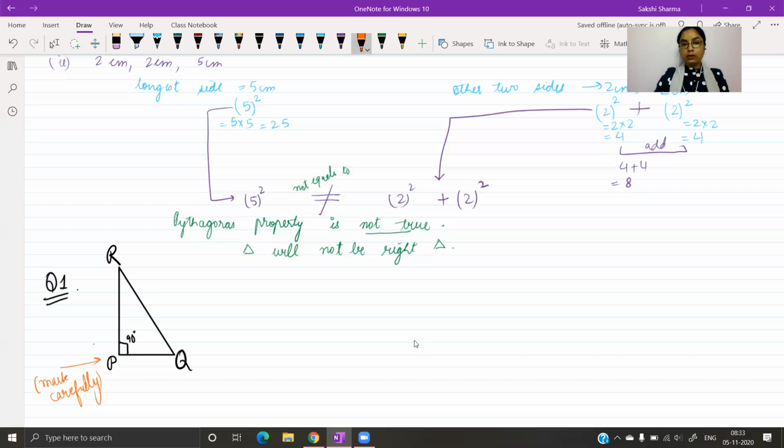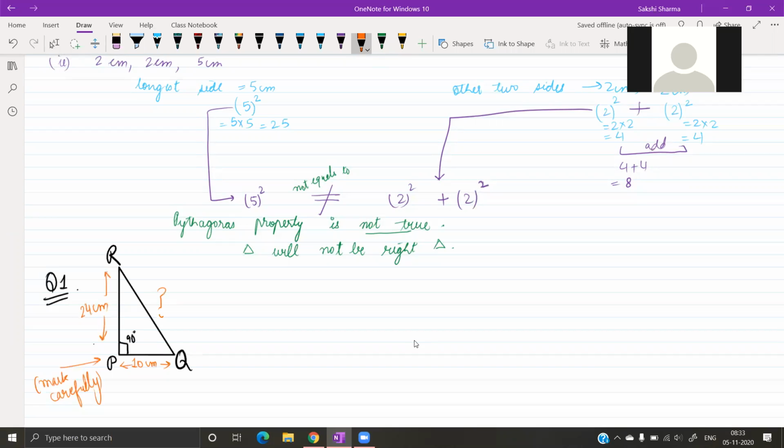Now we will write down what else is given. One thing we were told is that the 90 degree angle is formed at point P. What else is given in the question? Read your statement and tell me what else is given. PQ is 10 centimeters. Okay, this side is 10 and PR is 24 centimeters. This side is 24 centimeters. And what do I need to do? I need to find this side. Is that correct?